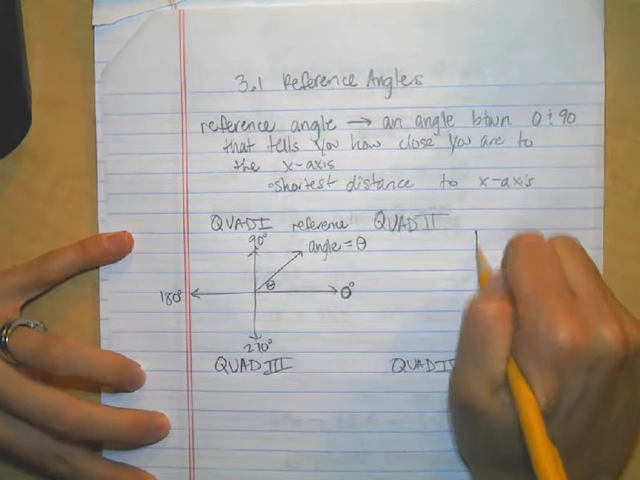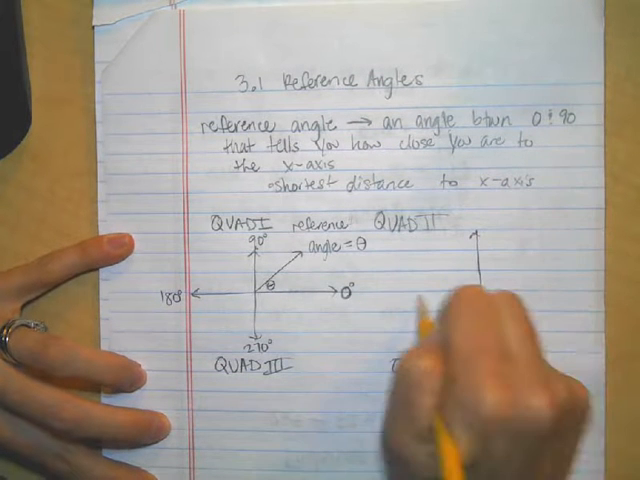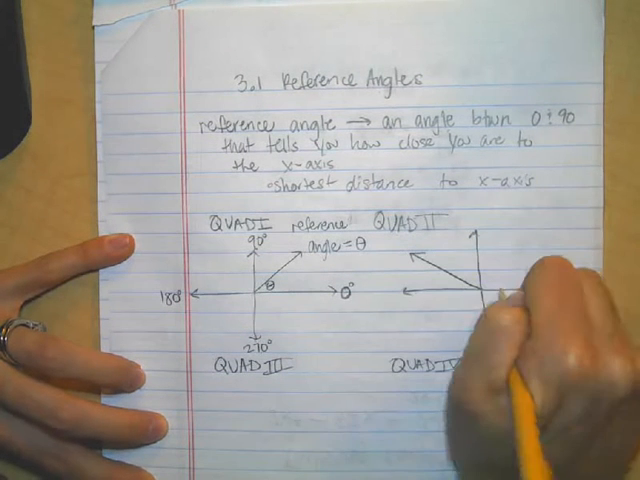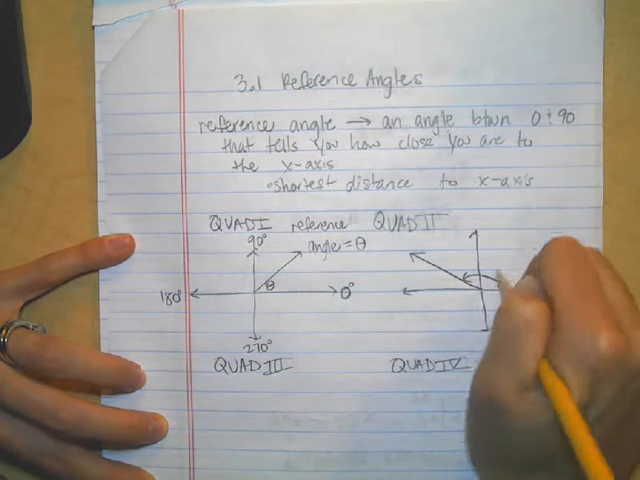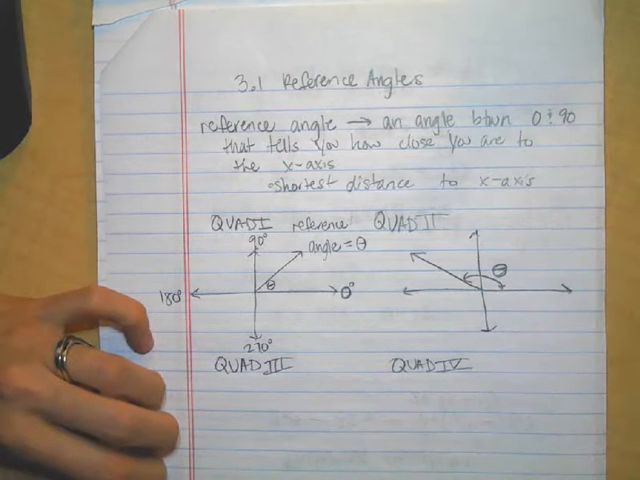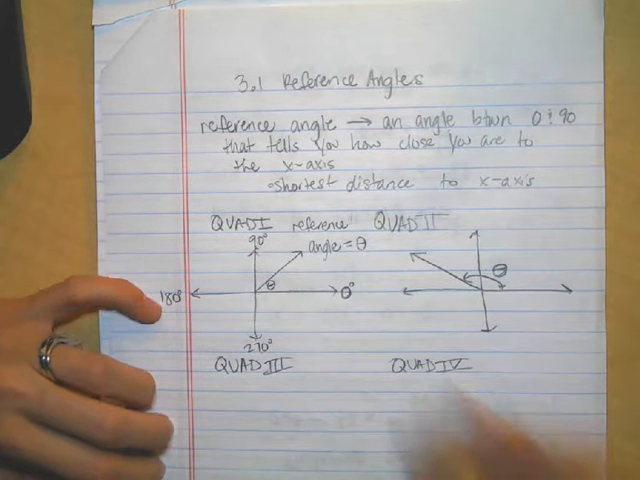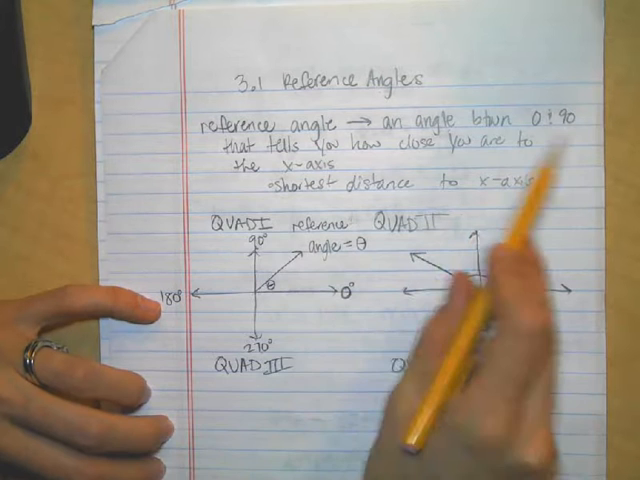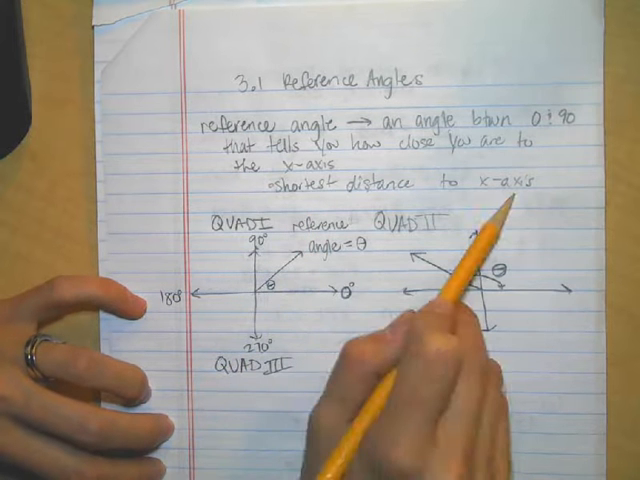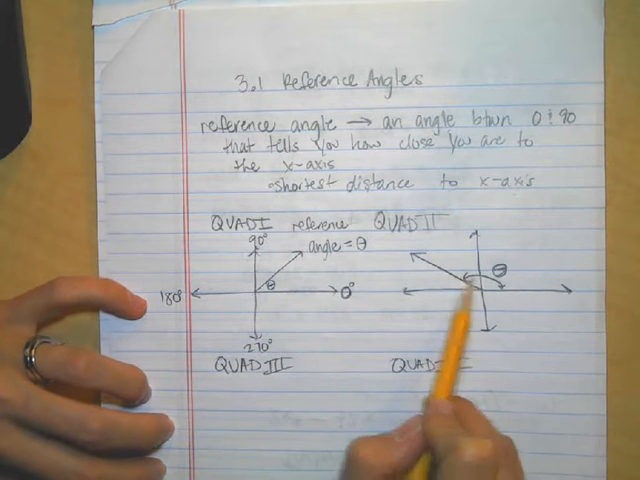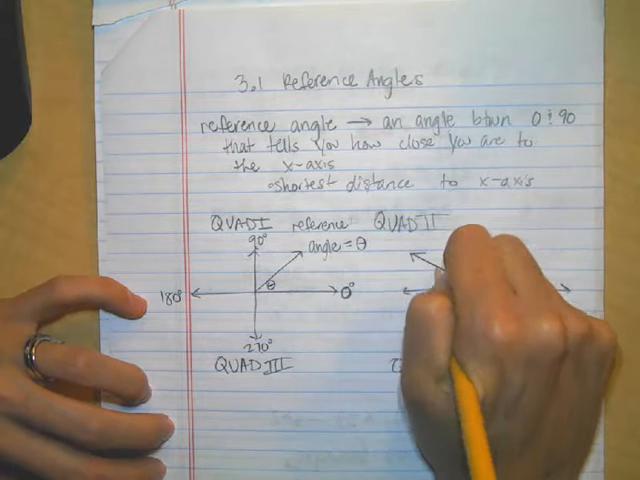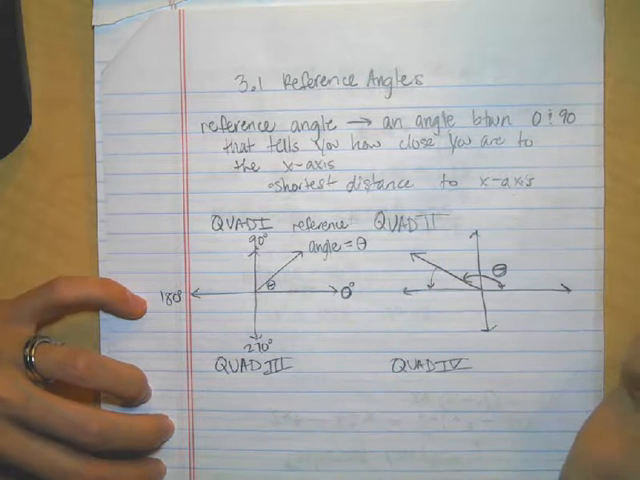In quadrant 2, it's going to change because now let's say your angle is over here. Okay? So now this is your angle, theta. So now your reference angle, I said, is an angle between 0 and 90 that tells you how close you are to the x-axis. It's actually this part right here where I put shortest distance to the x-axis is correct. So the shortest distance to the x-axis is not this way, it's if you go straight down, correct? Like this distance here. This is your reference angle.